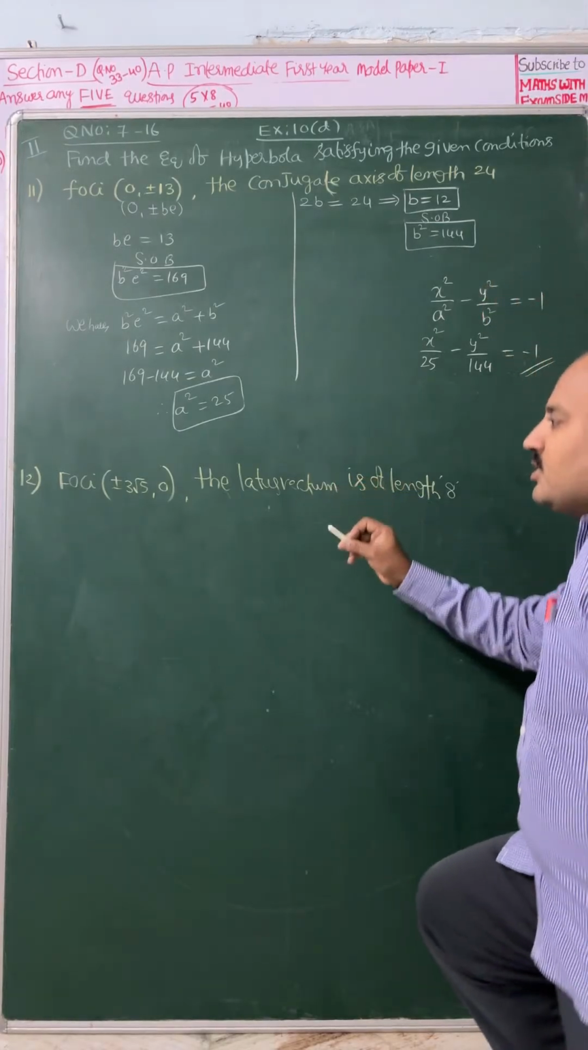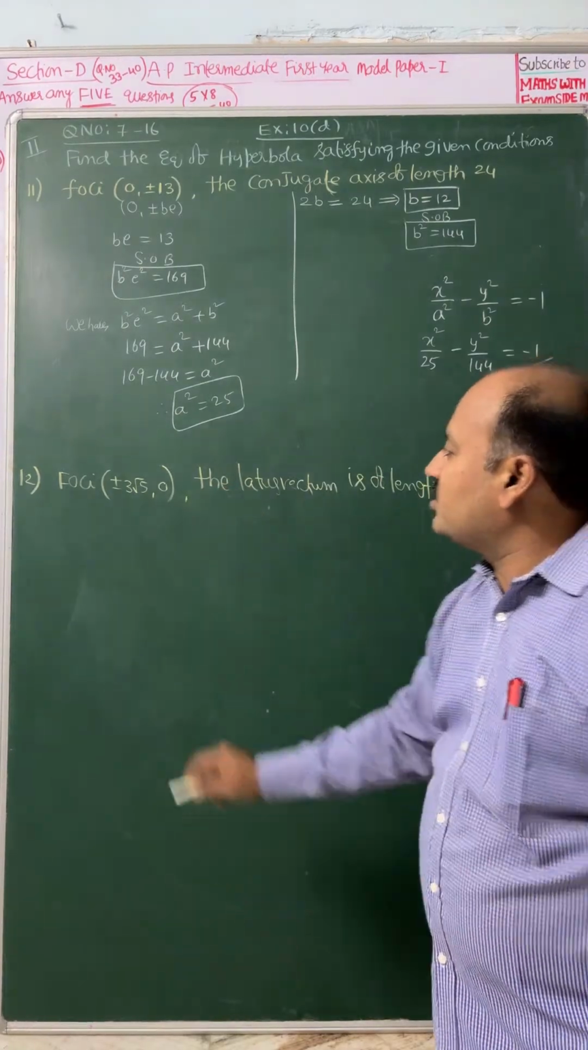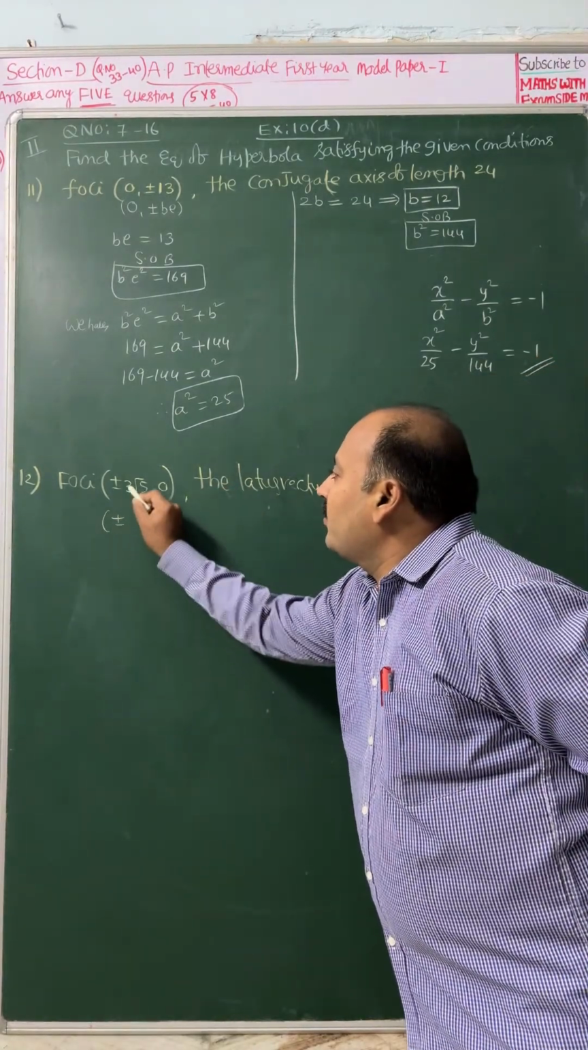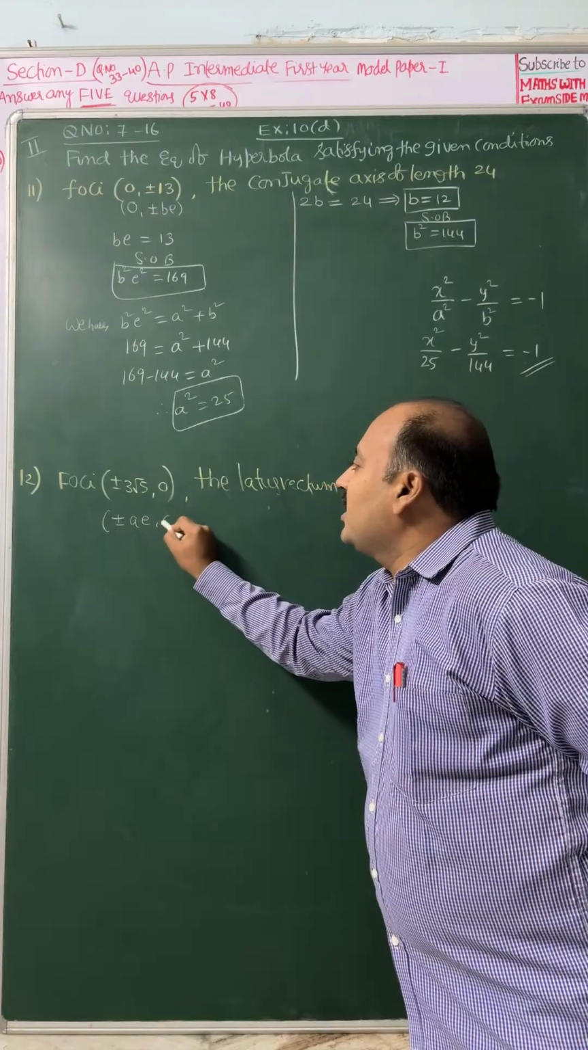Now come to the question number 12. In this question number 12, foci coordinates are plus or minus a e comma 0 if you compare.